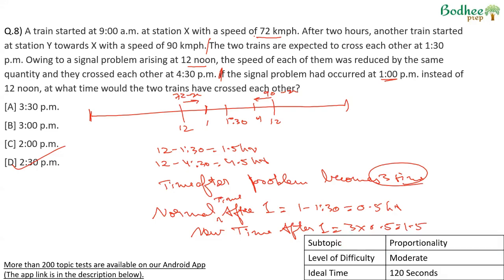Again, a moderate level of question. This was a part of something that we did earlier in the test as well. If I compare this and that question, this would be even easier because here no calculation is required. Only proportionality will give us the answer.